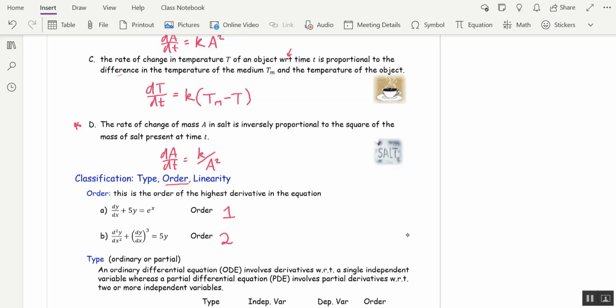Now don't be fooled into thinking it's order 3. This right here, this is first derivative cubed. That's y prime cubed. That's different than y triple prime. Here's y double prime if I'm changing notations. So the highest derivative is 2.